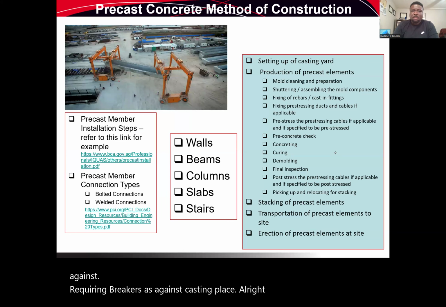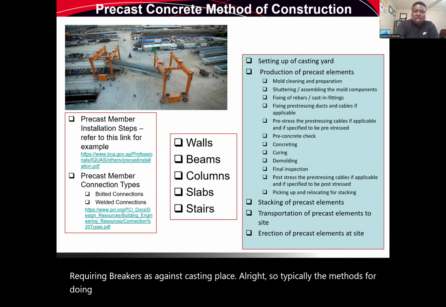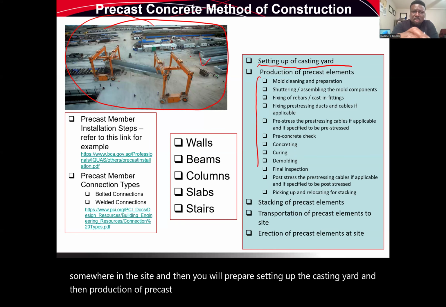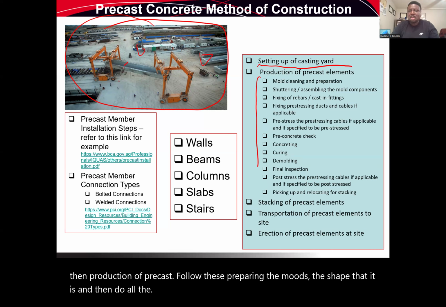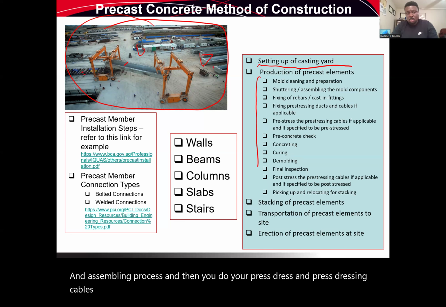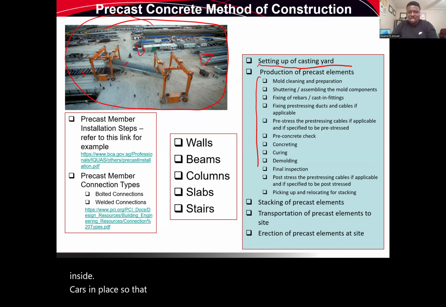So typically, the methods for doing the precast: you have a yard somewhere, not associated with the site or somewhere in the site, and then you prepare by setting up the casting yard. Production of precast follows this: preparing the molds, the shape that it is, and then doing all the shuttering and assembling process, and then you do your pre-stressing, with the pre-stressing cables inside your cast in place so that lifting will become easier as you proceed.